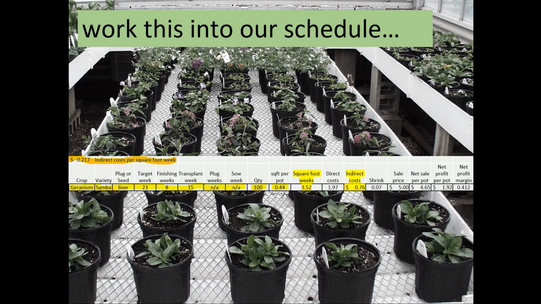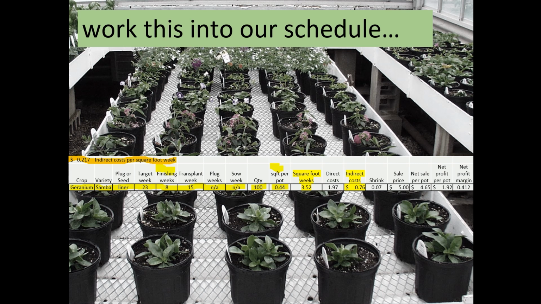Now, square foot weeks, where did this number come from? Square foot weeks is how many square feet per pot times how many weeks it takes to grow it. And I already have that information from the scheduling seminar. So 8 times 0.44 is 3.52.